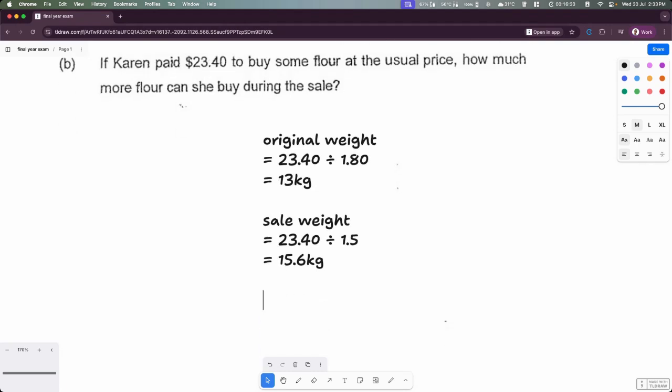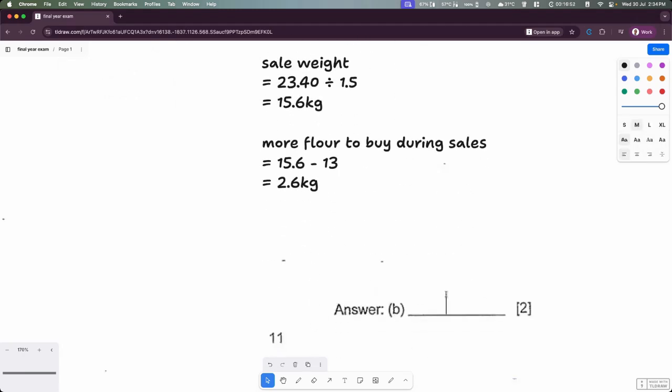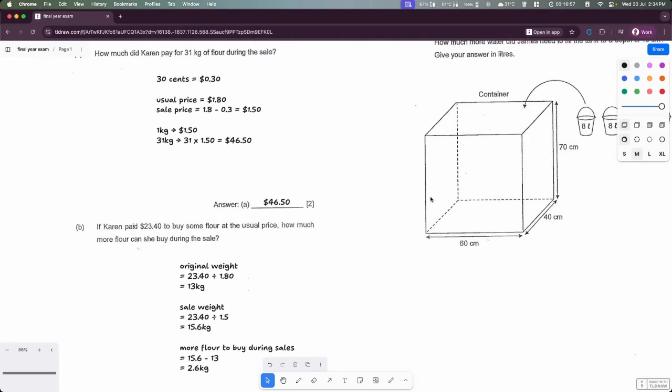So how much more can she buy? So more flour is equal to 15.6 minus 13, which is equal to 2.6 kilograms. So this is the more flour she can buy during the sale. So the answer to this is 2.6 kilograms. All right, let's move on to the next question.